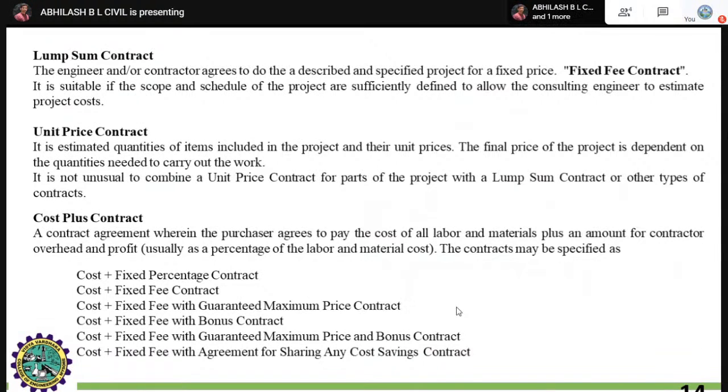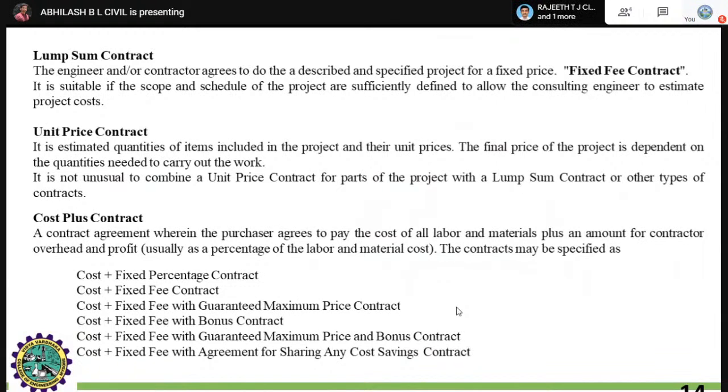Whereas in the labor-only contract, they will supply only the masonry part, that is masons, laborers and supervisors used for the construction techniques, where the material should be procured from the client itself. Coming to the next, cost plus fixed percentage contract and cost plus fixed fee contract. These come only under the cost plus contract, where we can give the sentence.